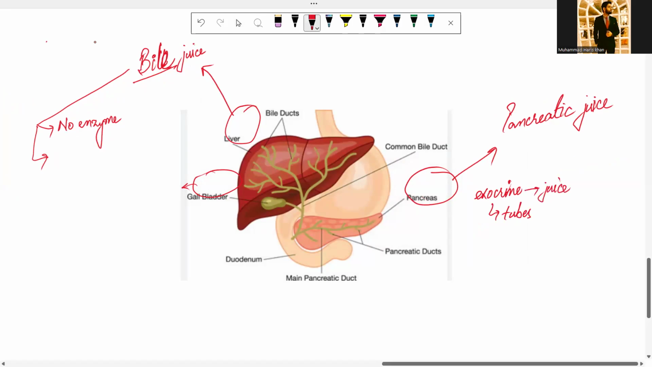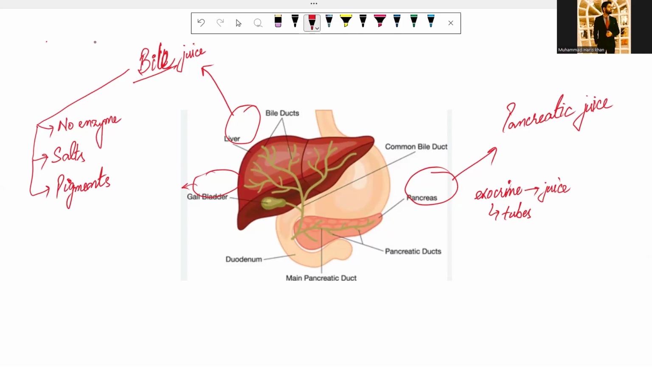Look at the composition of the bile juice. It has no enzyme. Bile contains salts and pigments. These are the pigments which will appear in feces. Now, the gallbladder. What is the function of gallbladder? Bile is actually secreted by the liver and is stored in the gallbladder. Storage. Now, the one thing that is important about bile is it contains no enzymes.